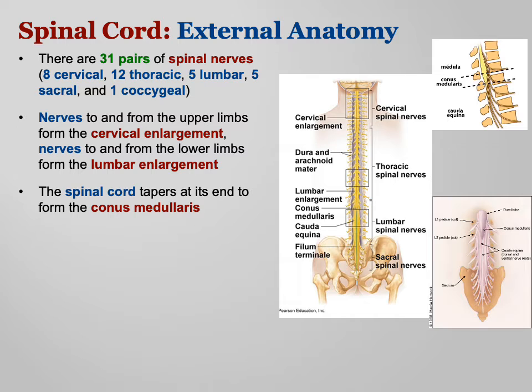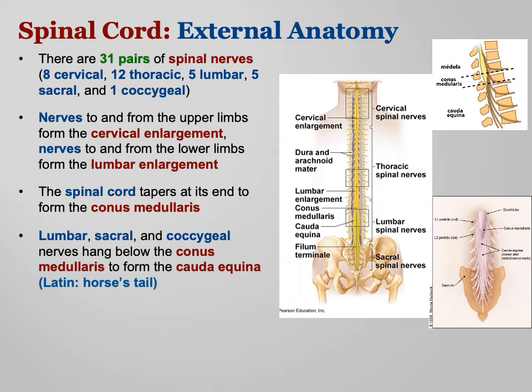So that's where we have the conus medullaris, and below that are whole bunches of individual nerve fibers hanging down. To the anatomists who first looked at this, it reminded them of all the hairs that form a horse's tail. So they called it the horse's tail, except they used Latin because Latin was the language of science. So it's called the cauda equina. Cauda means tail, equina means horse. So the spinal cord proper ends at the conus medullaris, and then a whole bunch of individual nerve fibers hang down, and those are the cauda equina.